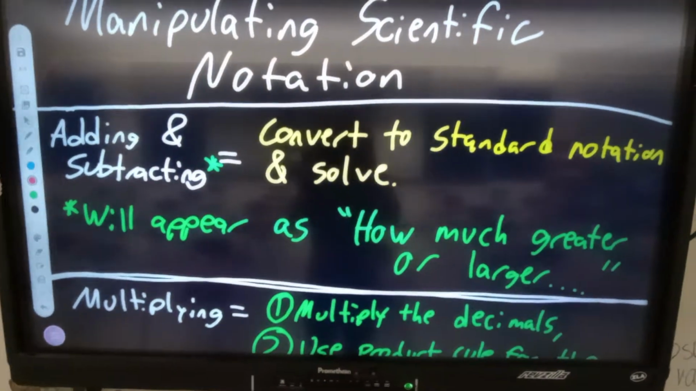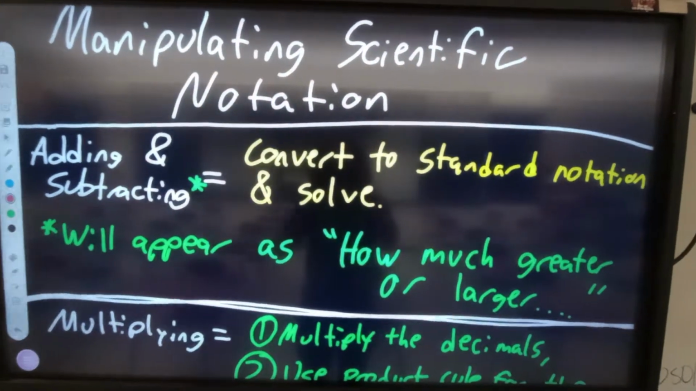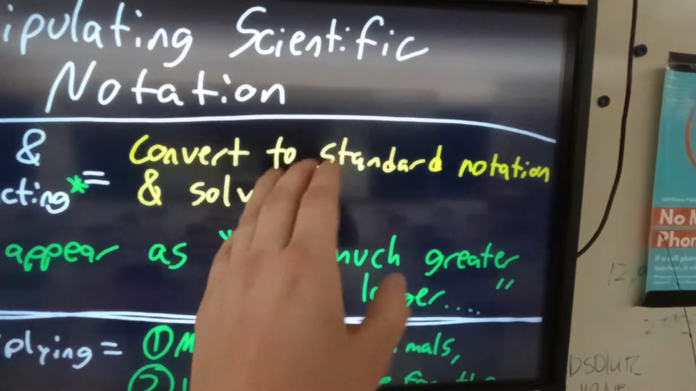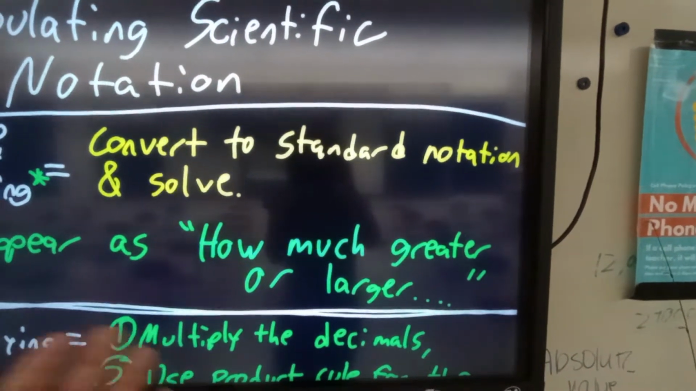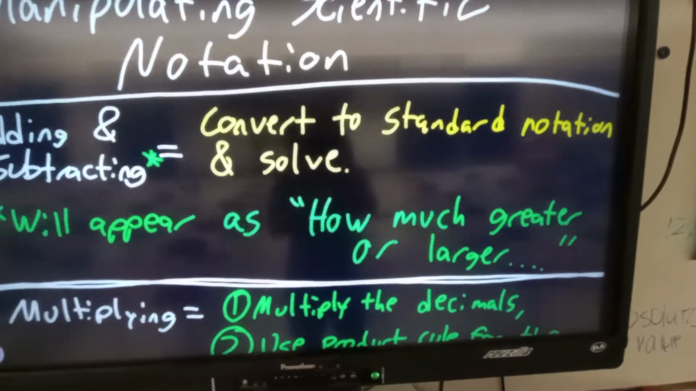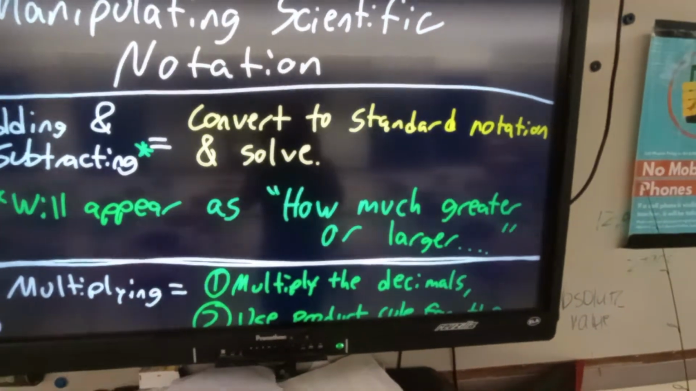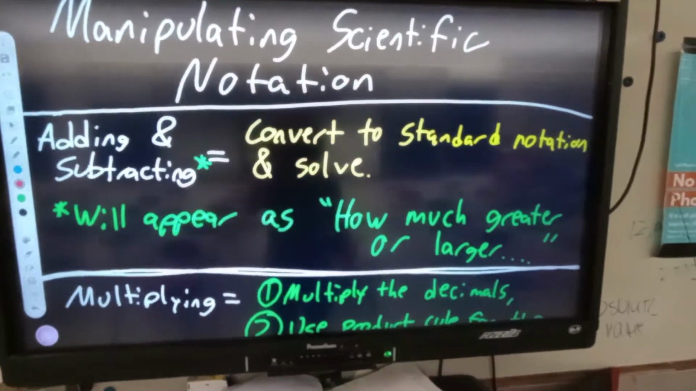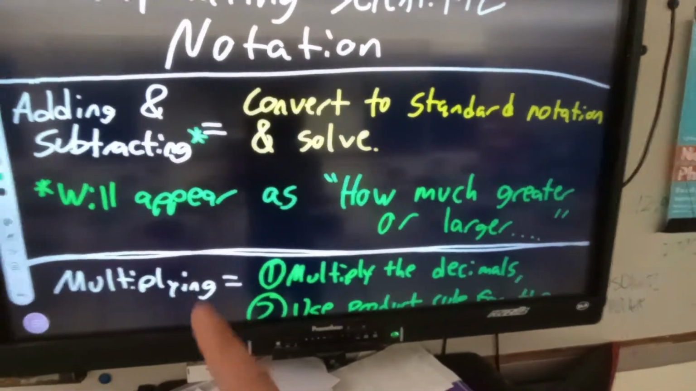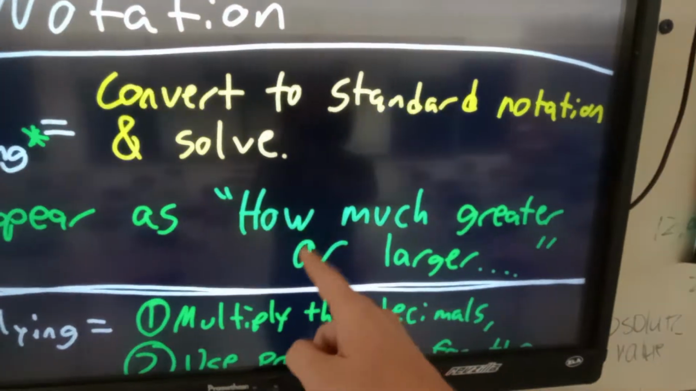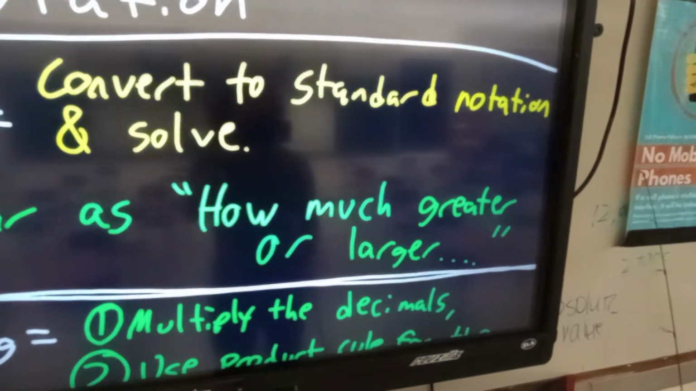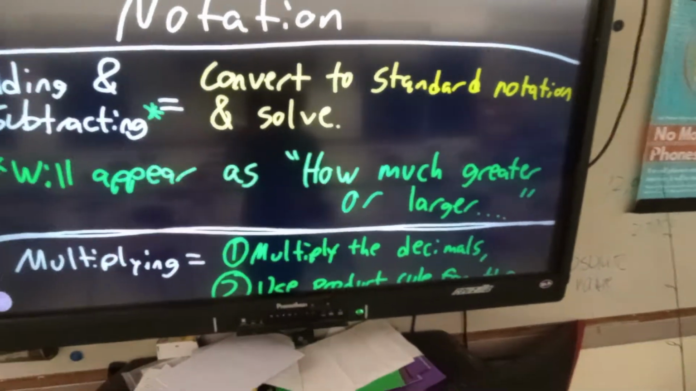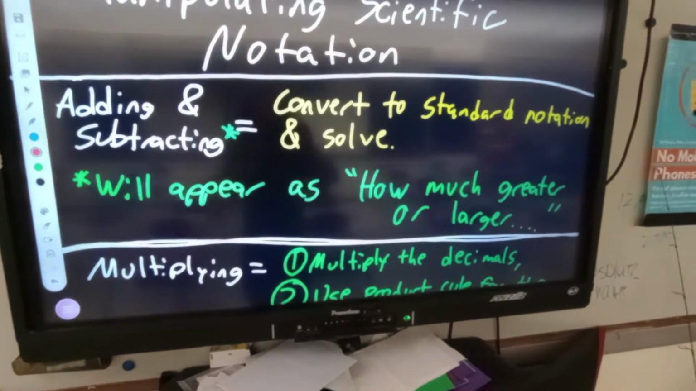So the first thing we did was adding and subtracting, and this one's pretty easy. Simply convert your numbers into standard notation and solve like normal. So if I have a crazy big number, I would simply convert it and then solve it like normal. Typically, in word problems, these will appear as problems phrasing as how much greater or how much larger is something else than another quantity. That is how this will often appear.